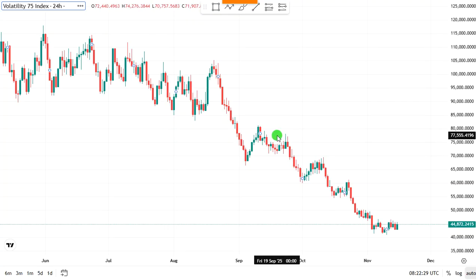And of course, it's a weekend, so we'll be looking at the volatility indexes, the synthetic indexes, instead of our usual currencies like the pound, dollar, and gold. On synthetic indexes, we'll be starting with Volatility 75.